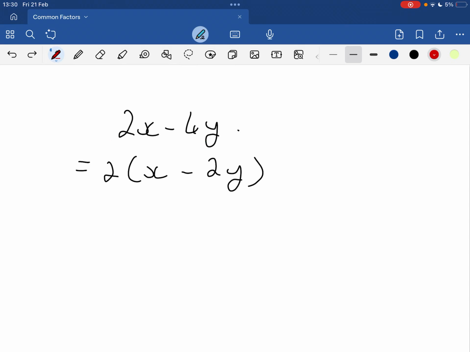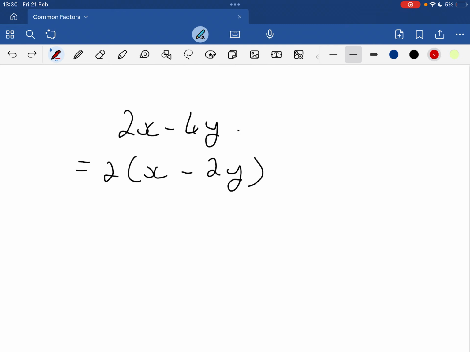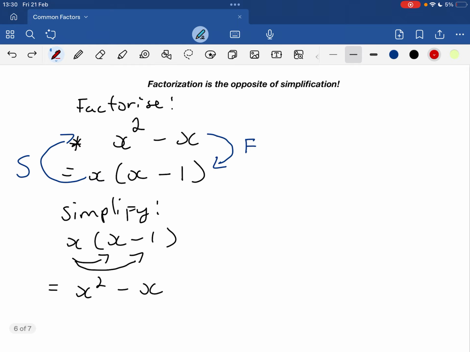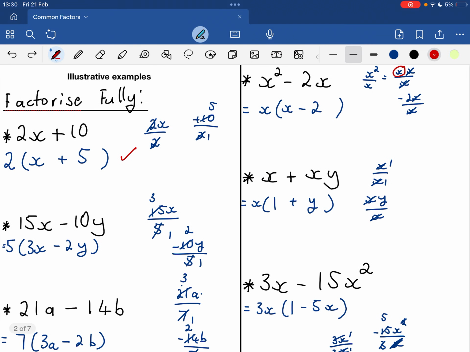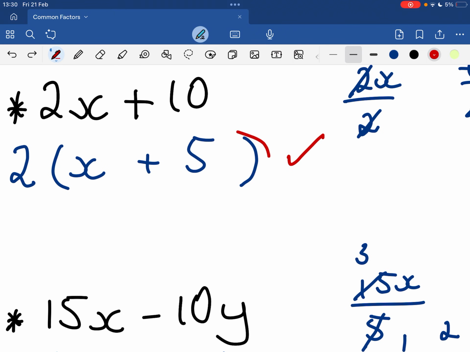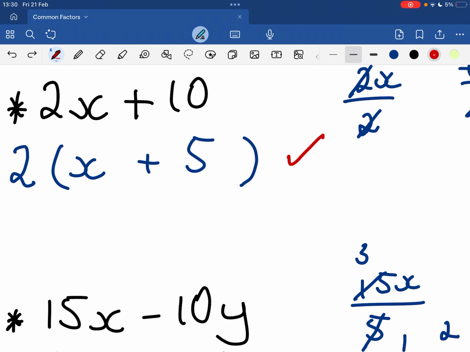You don't want to show that in your working because they're going to think you're confused about what factorization is. You can do it on a piece of paper on the side. Simplify your answer, see if you get the question back. If you do, that means you've factorized correctly because simplification and factorization, they are opposites. In all the questions that we did from the beginning, if you try and simplify this, you should get that. That's how we know that we factorized correctly.